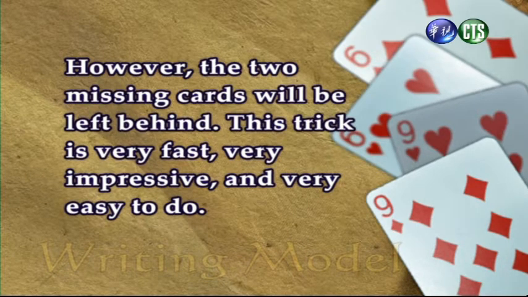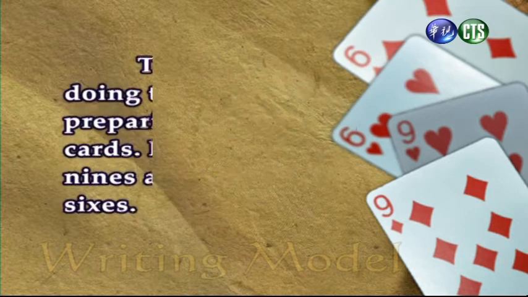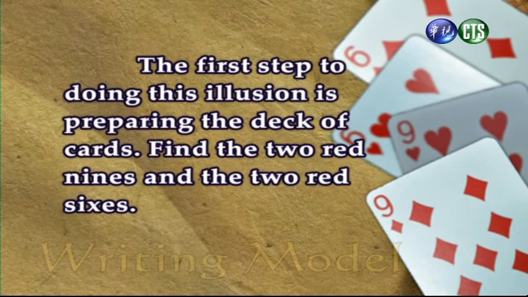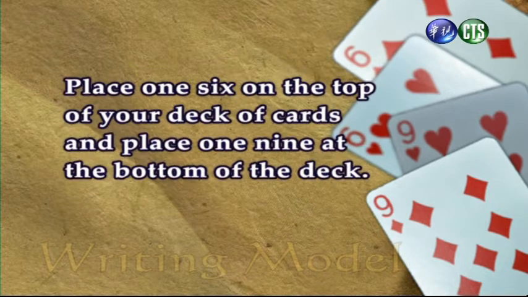However, the 2 cards that were hidden in advance will be left in the original hand. This trick is done quickly, is impressive, and is easy to learn. The first step to doing this illusion is preparing the deck of cards. Find the 2 red 9s and the 2 red 6s.